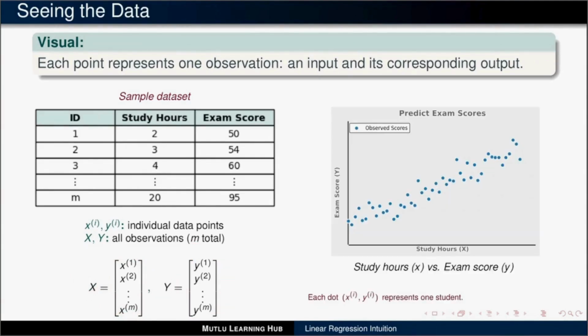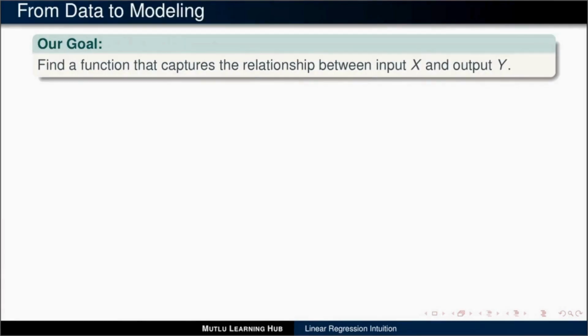On the right, we can visualize these pairs in a scatter plot. Each dot represents one student, with their study hours on the x-axis and their exam score on the y-axis. We can already see a general trend here. Students who study more tend to get higher scores. Our goal is to find a function f that captures the relationship between input x and output y.